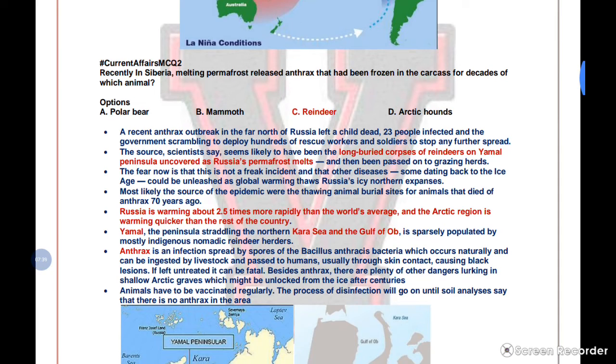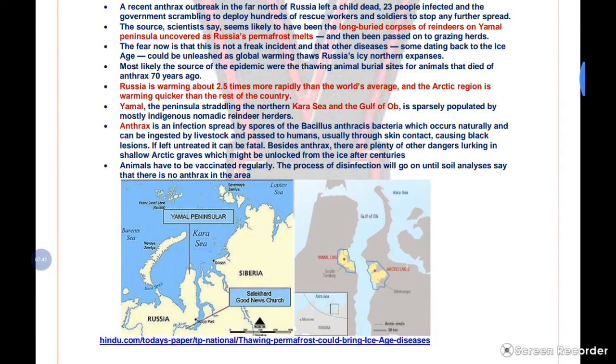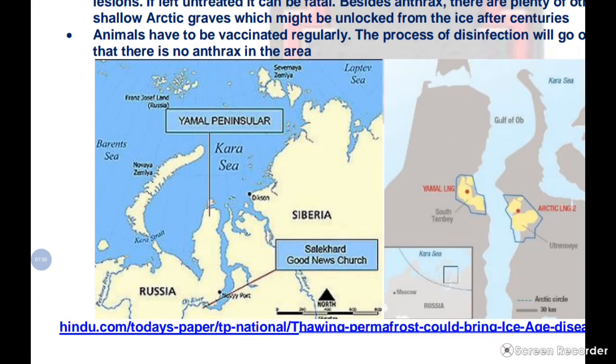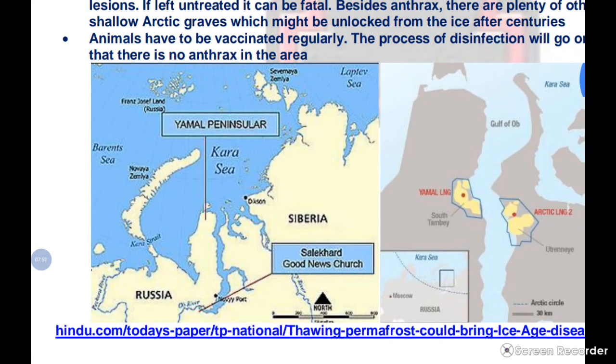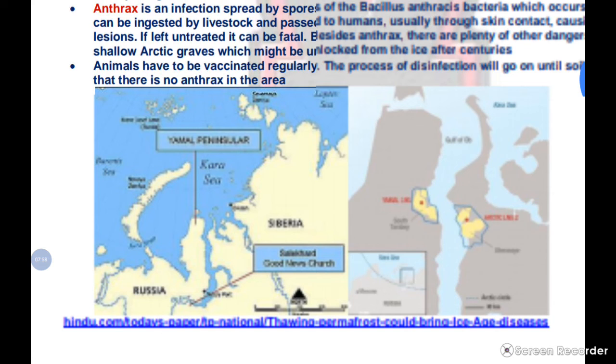Here, if you see, it's the Kara Sea and the Gulf of Ob. So that particular place becomes important. The Yamal Peninsula and the Gulf of Ob is right next to that, and to the right of that is the Kara Sea. The zoomed out picture of that is here in the right picture. So again, it's the Yamal Peninsula, Gulf of Ob and Kara Sea. These are the three important place names which become important from this particular question.